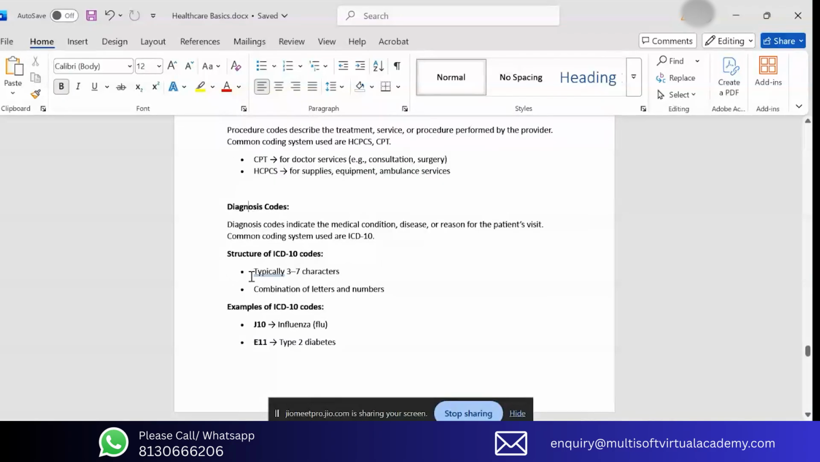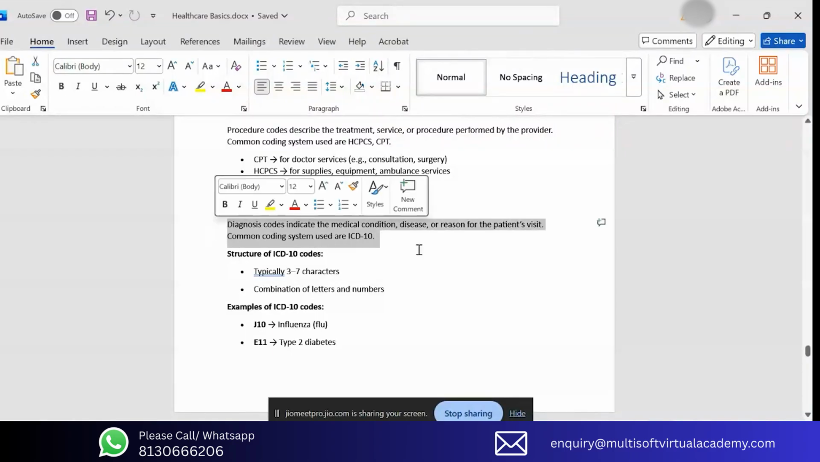So, diagnosis code. Diagnosis code is what kind of diagnosis is being provided to the patient. So what type of disease? What is the reason for the patient visit? Suppose the patient requires a blood test. What type of diagnosis, what type of treatment is being provided to the subscriber or member, all of these are classified as diag code.